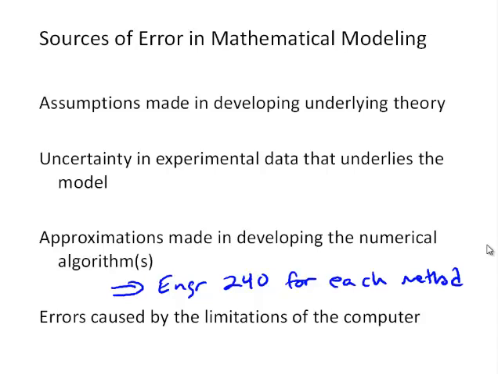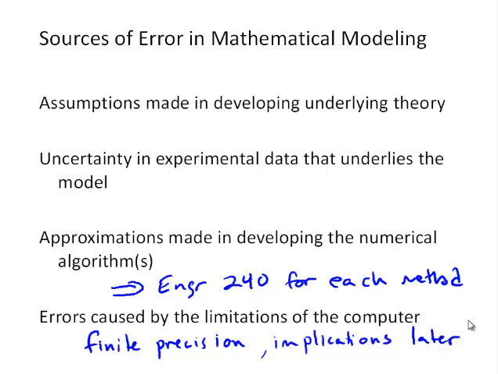And a fourth source of error is errors caused by the limitations of the computer. As you may or may not know, computers store numbers with finite precision, and this does have some ramifications for numerical accuracy. We will talk about those implications in a later video as they become more relevant to the numerical techniques that we are studying. So let's get to those standard definitions of error.